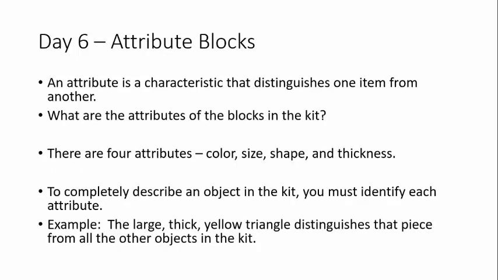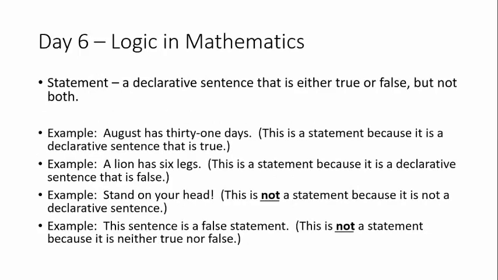To completely describe an object in this attribute block kit, you must identify each attribute. For example, the large, thick, yellow triangle distinguishes that piece from all other objects in the kit. So you have to mention each attribute. We're going to be focusing on logic in mathematics today, and the attribute blocks will help us demonstrate some of this.